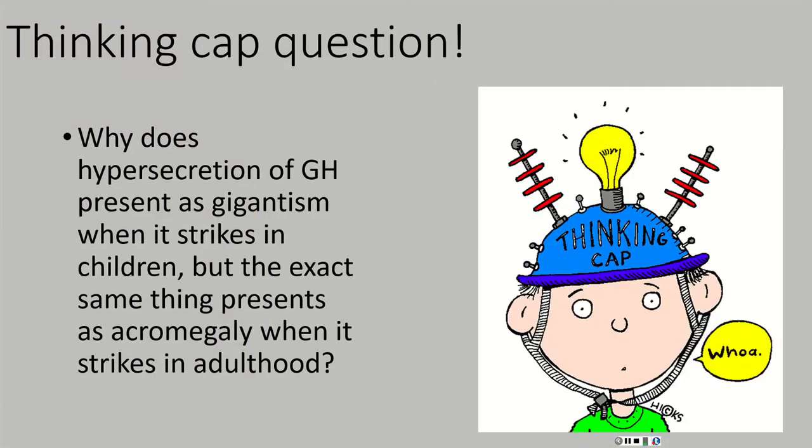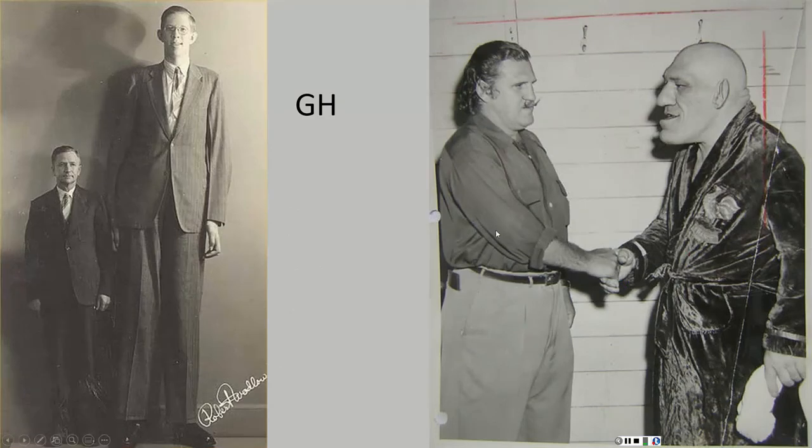Now let's use that previous picture as a thinking cap question. Why does hypersecretion of growth hormone, excess growth hormone, present as gigantism when it strikes in children, but the exact same thing presents as acromegaly when it strikes in adulthood? Both of these have the exact same cause. Gigantism, acromegaly, both of them are excess growth hormone.